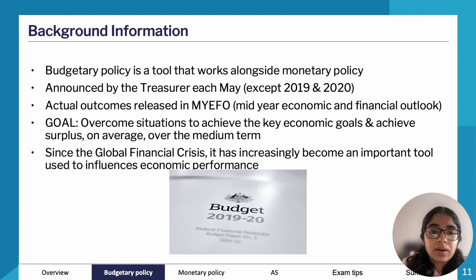And the goal of budgetary policy is to overcome situations in order to achieve our key economic goals. So we want to first overcome whatever's going on in the economy. That was a really big deal in 2020 with the pandemic. We want to achieve our economic goals: strong and sustainable economic growth, full employment, low inflation. And we also want to achieve a surplus. This is not as big of a deal because if there is a need to spend, the government will spend. So we just want a surplus on average over the medium term. That's sort of a secondary goal.